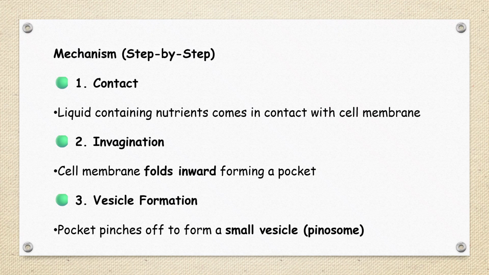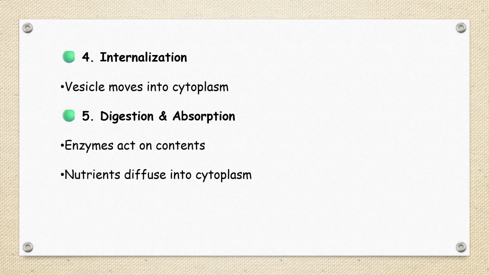Because of this invagination process, a small pocket-like structure is formed, which holds these liquid nutrients. Later, a small vesicle is formed, known as a pinosome, which is pinched off and enters inside the protozoan body. Later this pinosome is internalized and digested, and the nutrients present inside that liquid are absorbed by the cytoplasm.